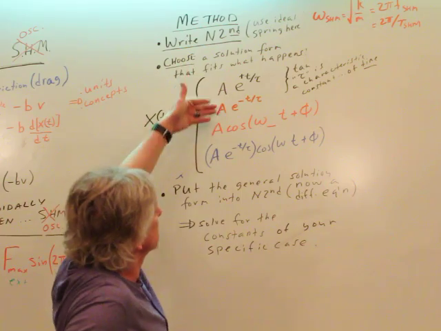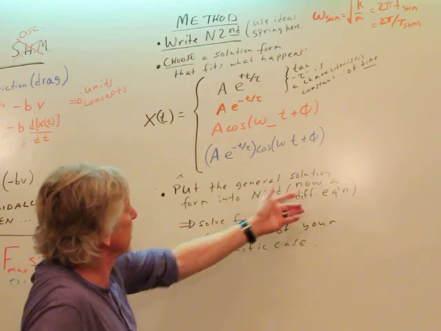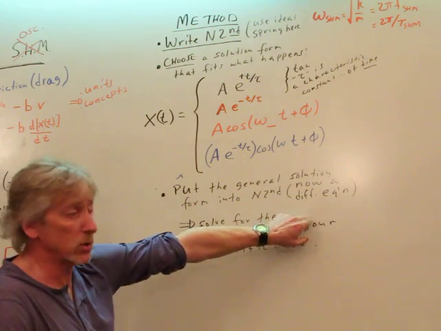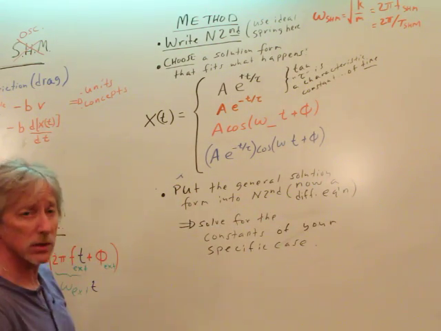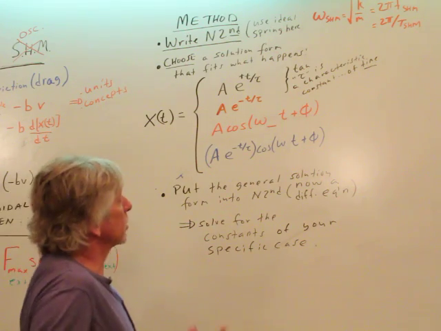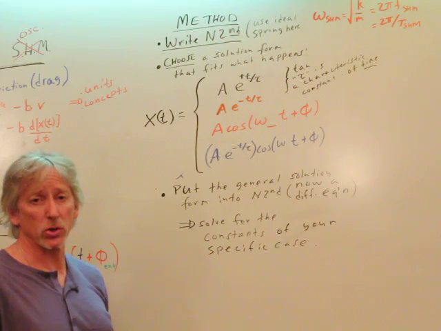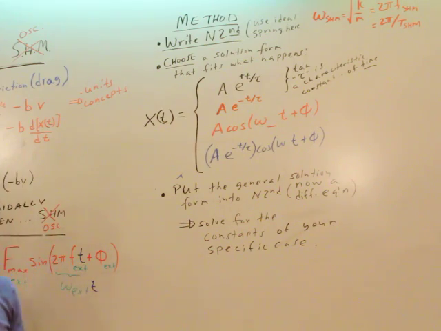So you take one of these solution forms, put it back into the general Newton's second law, which is now a differential equation, and then you solve for the constants for your specific case, and that's how you do this. So let's do it for this, the case of a fluid-damped oscillation. Okay, so come over here and take a look.